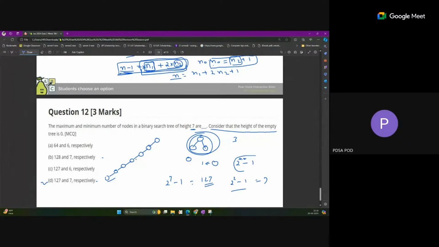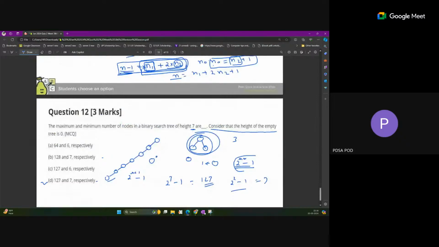Suppose it is mentioned in the question that the single node height is considered as 0. In that case, you have to change this formula. You have to write it like this: 2 to the power h plus 1, minus 1. And the minimum case would also be h plus 1. So based on the base case, you can create your formula by looking at a smaller example. So this is the answer for this.